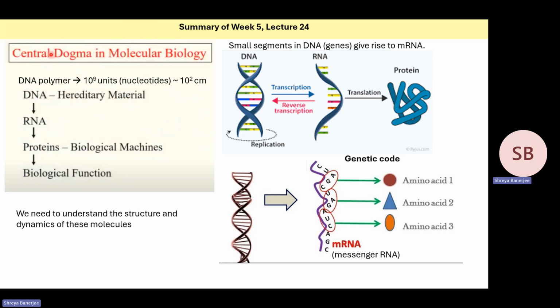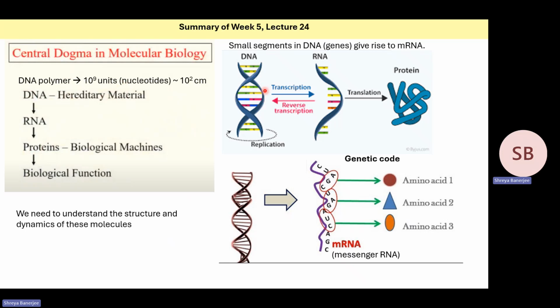Right. So you all know the central dogma in molecular biology. All cells have nuclei which have DNA, which is your hereditary material. And DNA is basically a polymer made of a huge number of monomeric units called nucleotides. The total length of DNA, if it is extended in a linear fashion, is up to 10 to the power 2 centimeter. But this all fits within a small, tiny cell. So there is a lot of folding happening in DNA. So we need to study the structure of the different conformations of DNA and how it is folding.